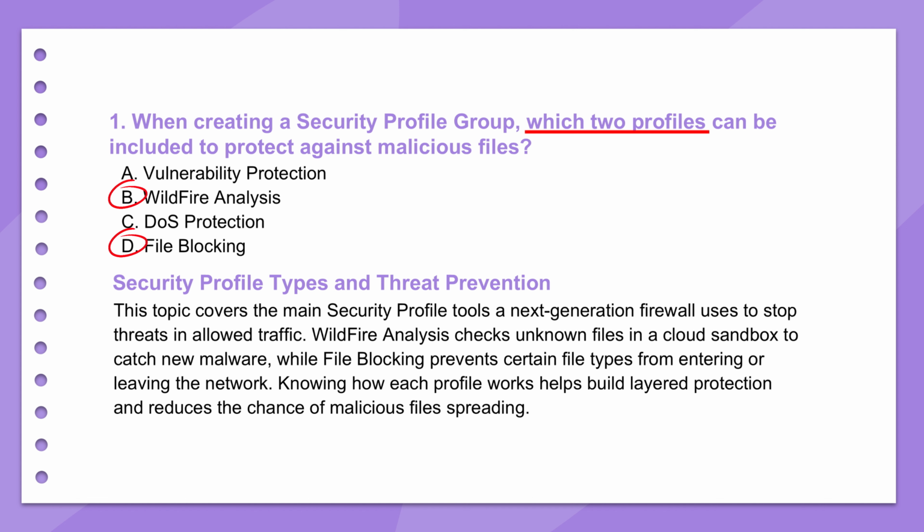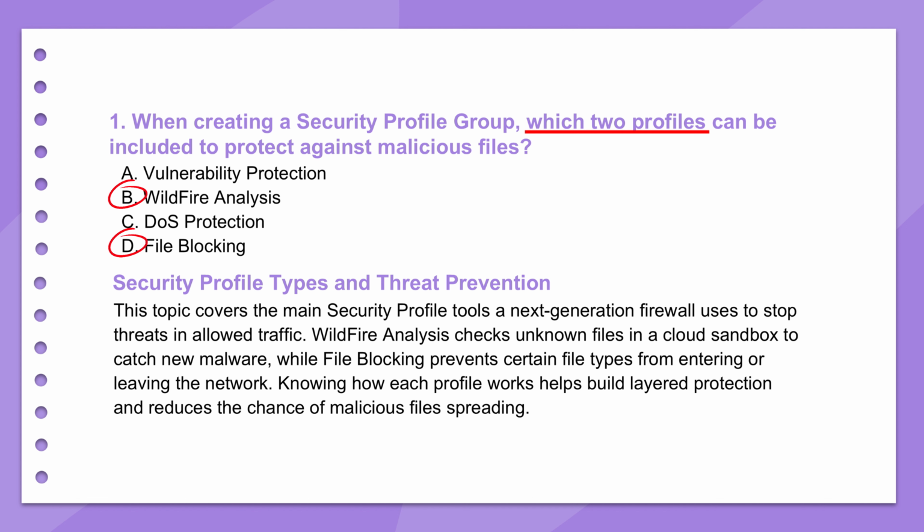WildFire analysis. That sounds pretty advanced. What does it actually do? It is advanced. Think of it as a highly sophisticated cloud-based sandbox. Its main job is to catch unknown or suspicious files, the stuff nobody's seen before. It analyzes these files in a safe environment to see if they're malicious before they hit your network. So its real power is stopping new malware, zero-day threats, things like that. It's proactive. Okay, so WildFire handles the completely new stuff. What about file blocking then?